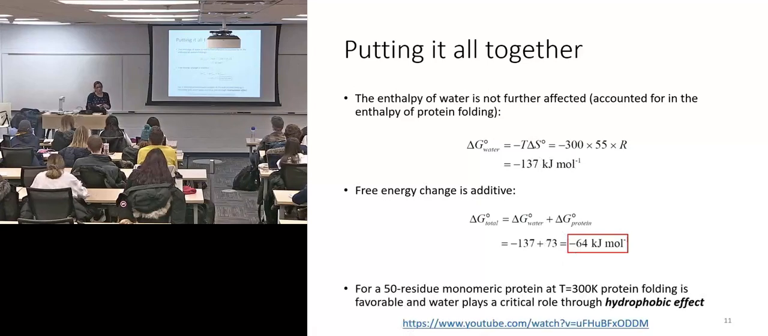Okay? For a 50 residue, single unit protein at T equals 300 Kelvin, protein folding is favorable because of the hydrophobic effect. This is a nice YouTube video, it's 14 minutes long, that covers the hydrophobic effect and the sign of delta H, delta S, delta G for this case. If you haven't watched it, I recommend watching it. I like the woman that does it. I think she does it well. Okay?